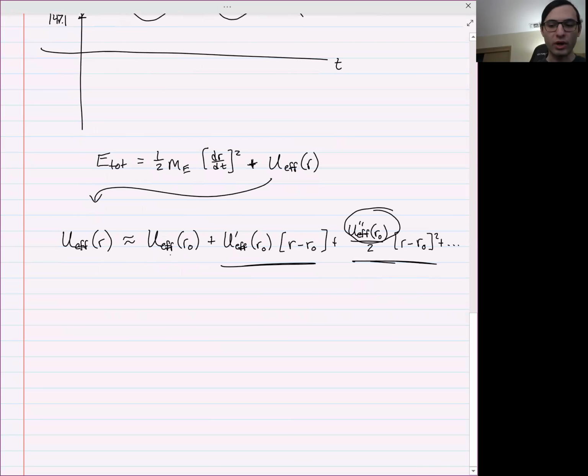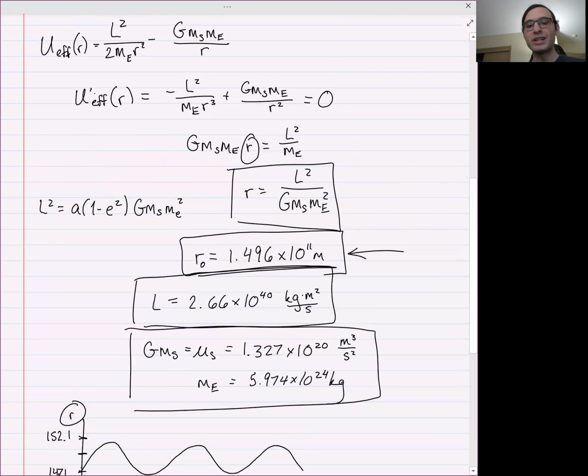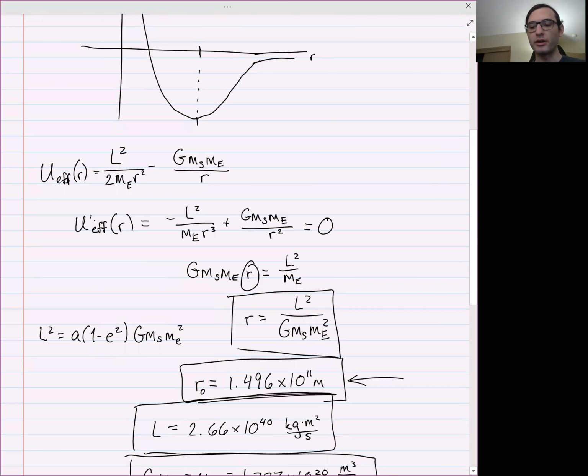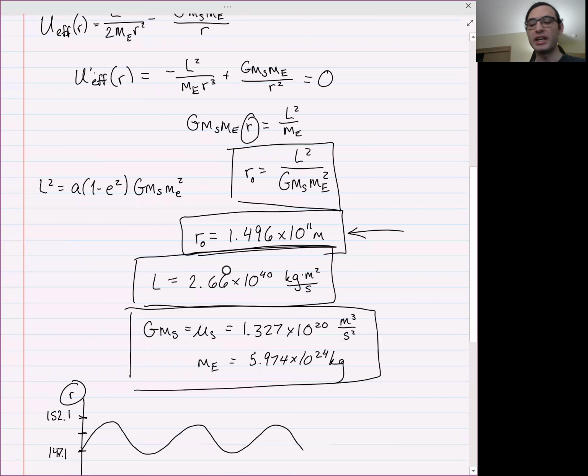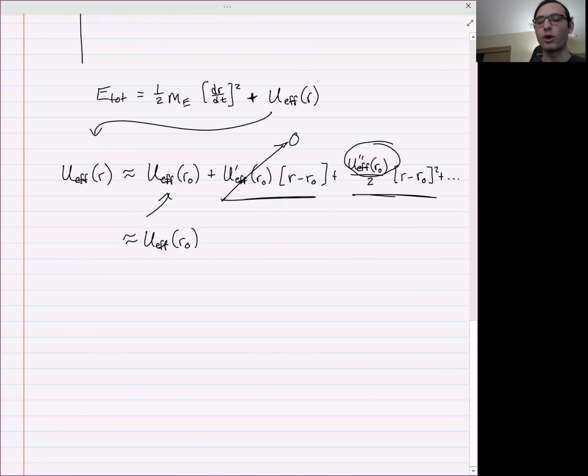So first, we don't care what this value is at all, it's just a number. So I'm just going to leave it as that. This is equal to U effective, I'm just going to keep it plugged in. Now, what is the derivative of the effective potential evaluated at R naught? Well, think back to how we figured out what R naught was. By definition, we solved for R naught by setting the derivative of the effective potential equal to 0. Right, so that second term is 0, so we ignore that.